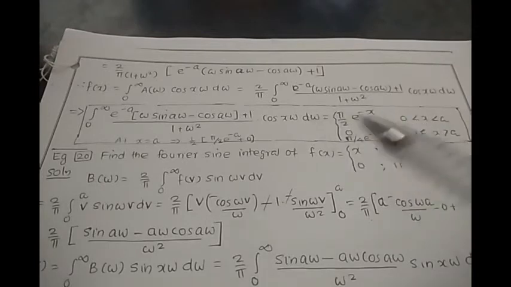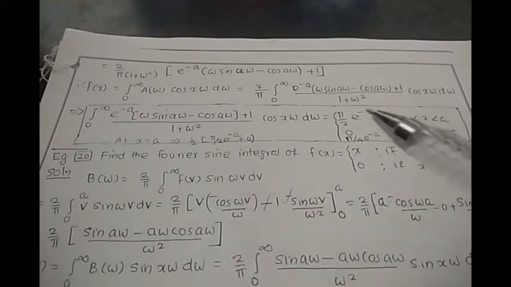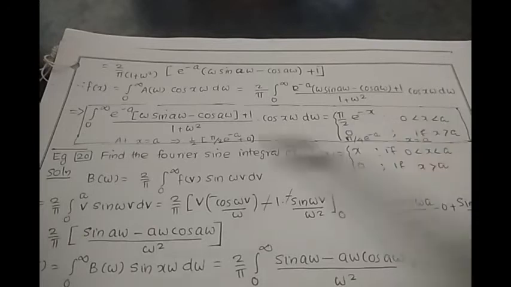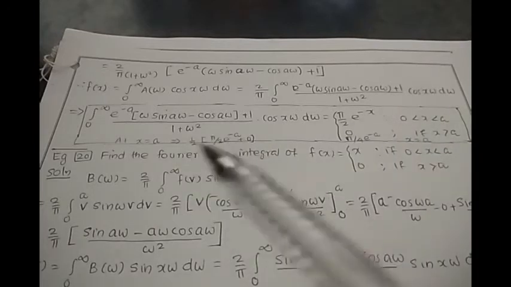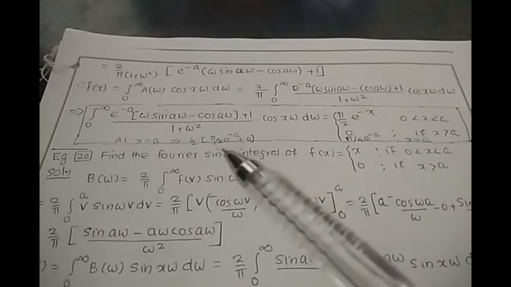So this is pi by 2 e raised to minus a, but it is 0 at the place of a on the other side. So these two values are different, so we have to take the average, 1 by 2. At x equal to a there is a point of discontinuity, that we have to write. If we take the average here, we will see it is pi by 4 e raised to minus a.